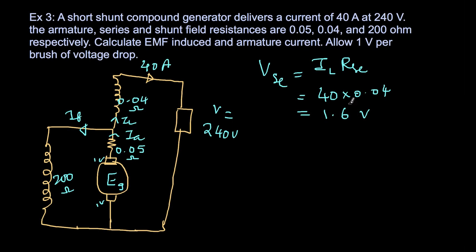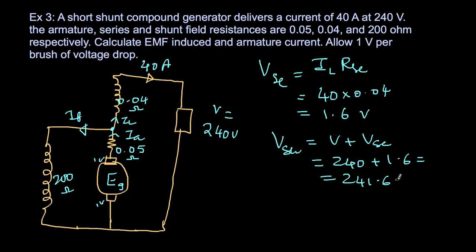So now this voltage will be added to the total voltage to get the voltage of this point, because some voltage is dropped here and the remaining voltage is 240. Therefore, VSH, the shunt field voltage, will be nothing but the total voltage plus the voltage of the series field winding. This is a relation that comes because of the short shunt connection. So I have 240 volts here and 1.6 volts here, therefore this is 241.6 volts.